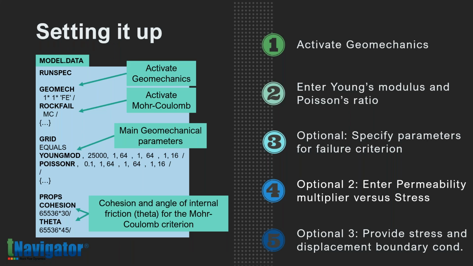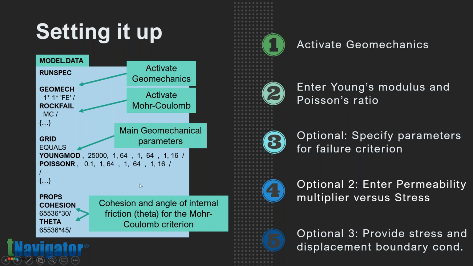Now, setting up the model is pretty simple. I'm going to show here an example on how to do it in the dataset, but the same setup can be done in Model Designer. So basically, there are 5 steps here on the screen, but the only ones that we require to run geomechanics are the first 2. The other 3 steps are optional.